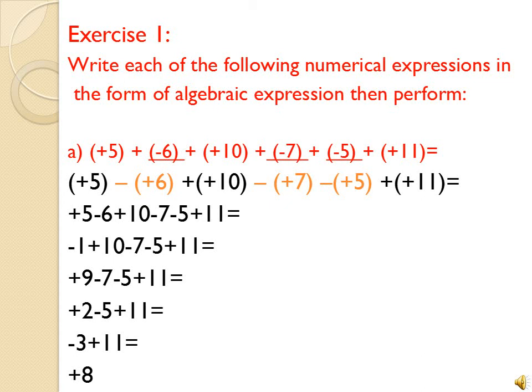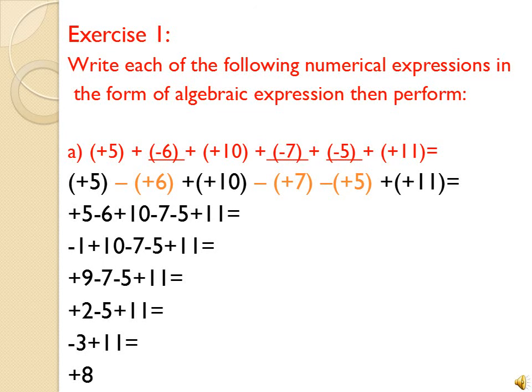Then we will solve them 2 by 2 as I said. Plus 5 minus 6, they have different signs, so I must subtract them and put the sign of the bigger number, which is 6 here. It becomes minus 1 plus 10 minus 7 minus 5 plus 11. Then I solve the first two. Minus 1 plus 10, they have different signs, so I subtract them and I put the sign of the bigger one, which is 10. So it will become plus 9 minus 7 minus 5 plus 11.